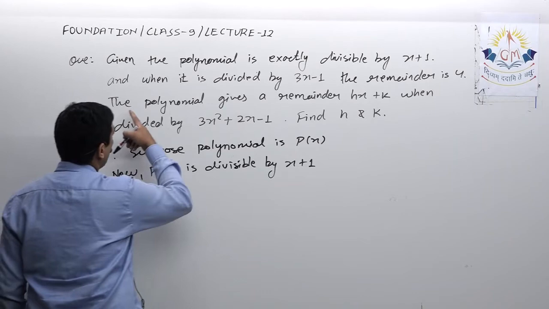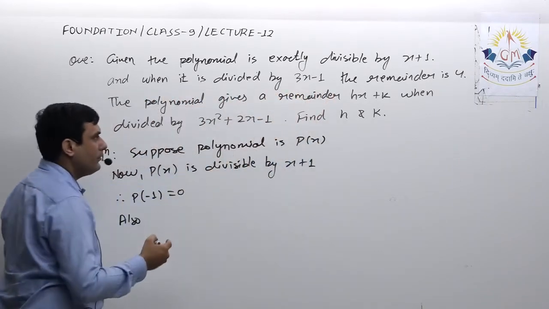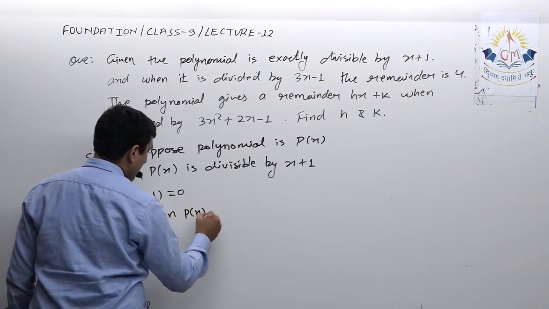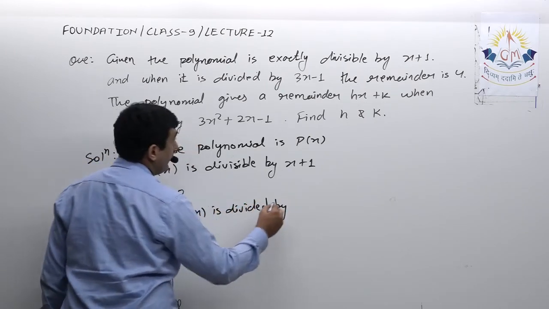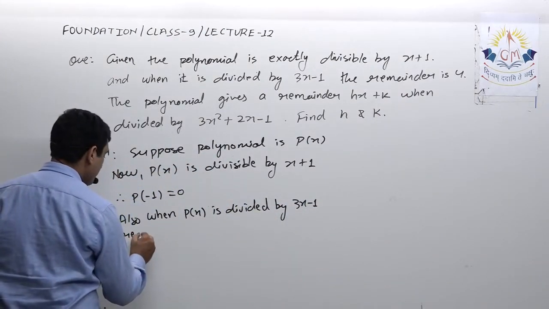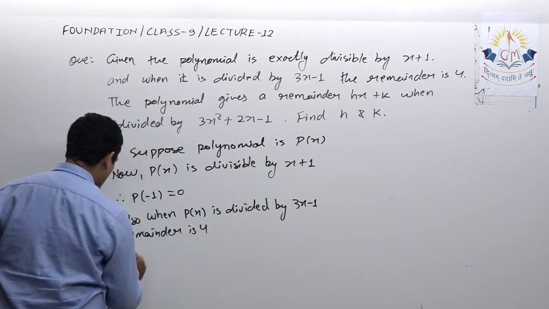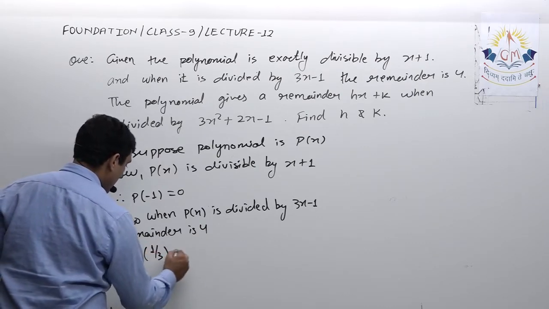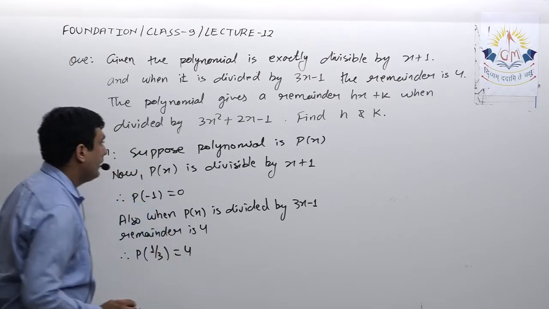Also when px is divided by 3x minus 1, remainder is 4. Okay, remainder is 4, therefore I can say p of 1 upon 3 is equal to 4, not 0. P of 1 upon 3 is equal to 4.